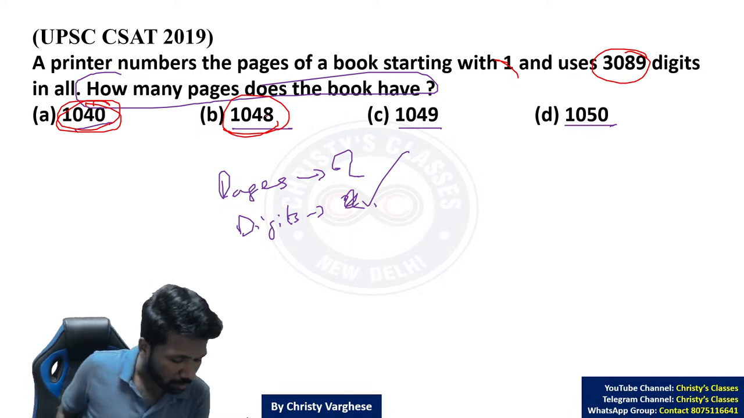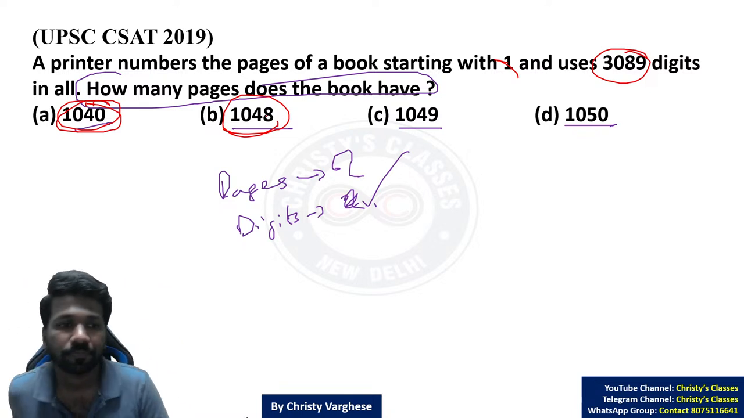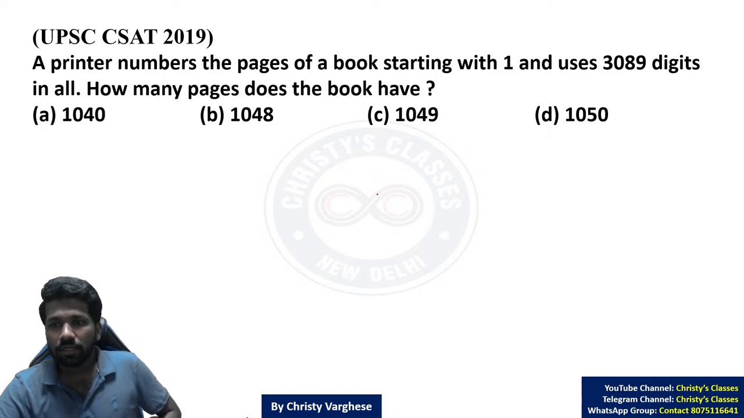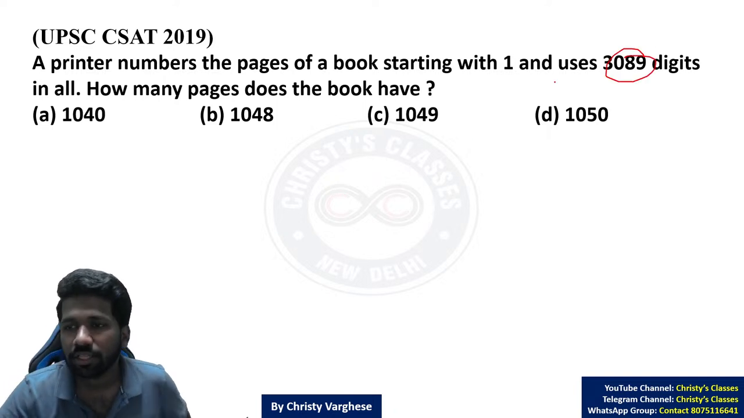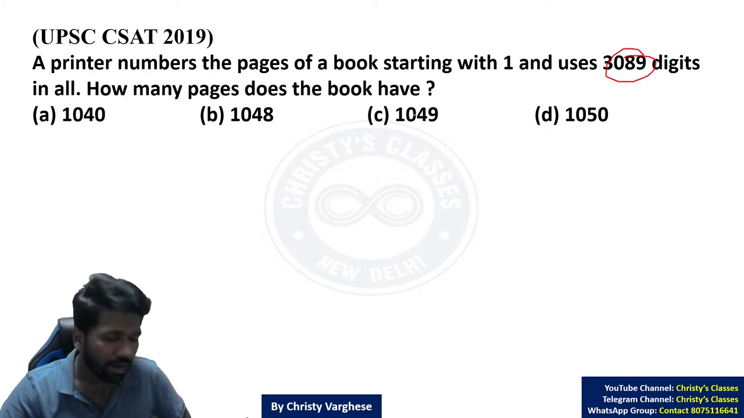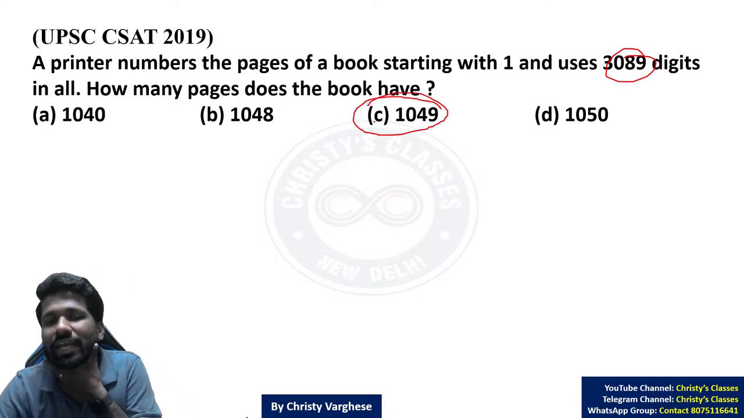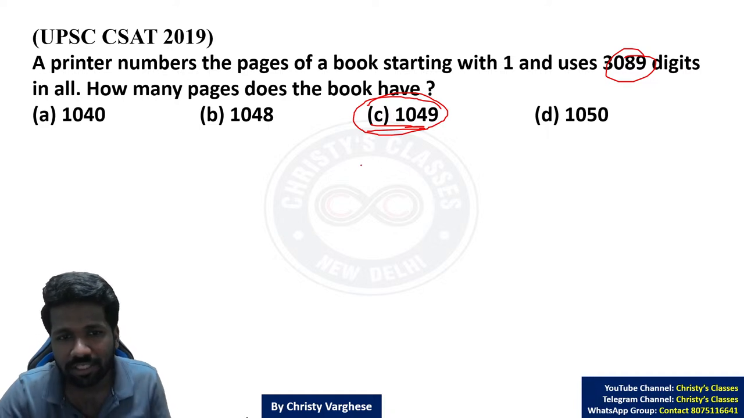Which part, Shanti, can you specify which part? I will summarize this once more. The question says a total of 3089 digits is used. For those who are not understanding, I will explain with the correct answer, option C. If option C is the answer, 1049 digits are there.